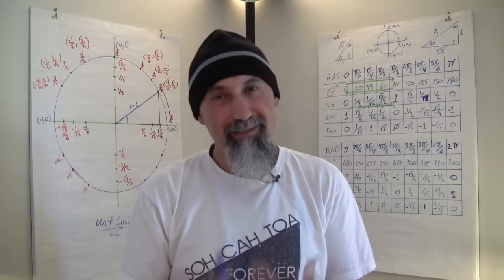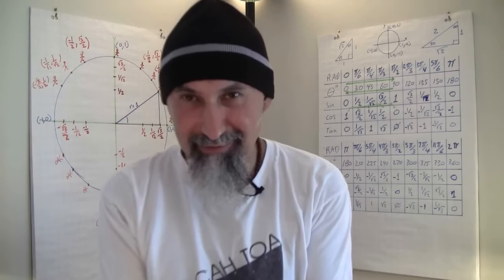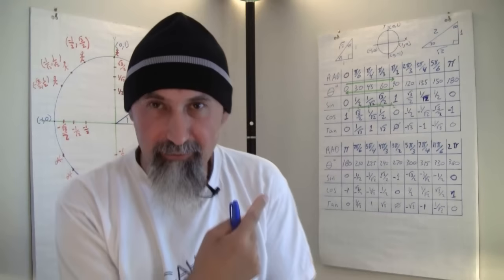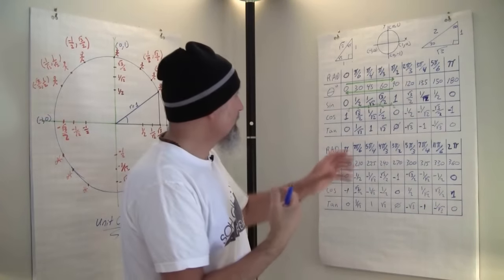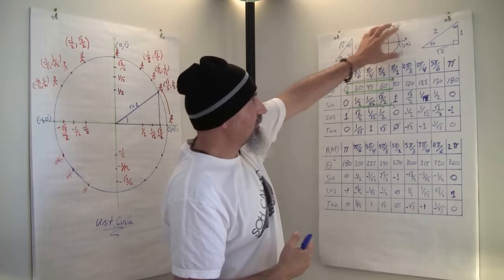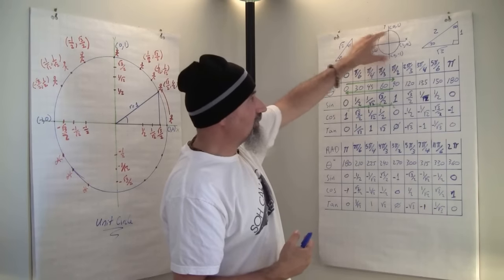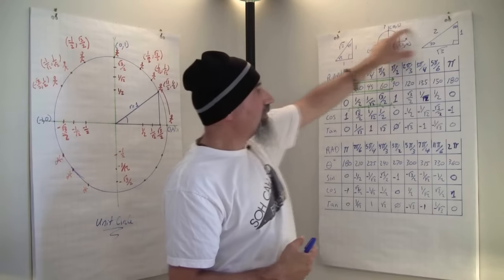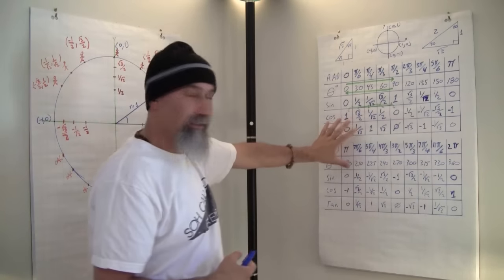And if you're writing a test for me, if I was giving you a test, the first question on my trigonometry test would be, generate this table. What you would have to do is draw the unit circle, draw that, and draw that. This is the only thing you need to be able to generate this.